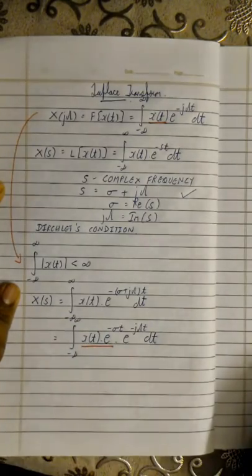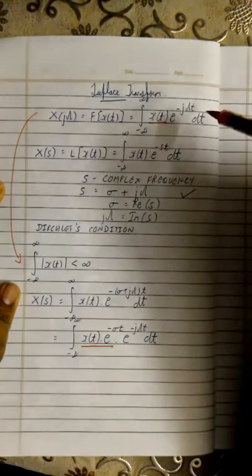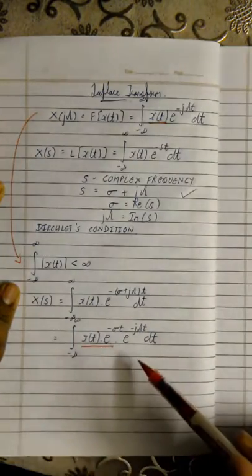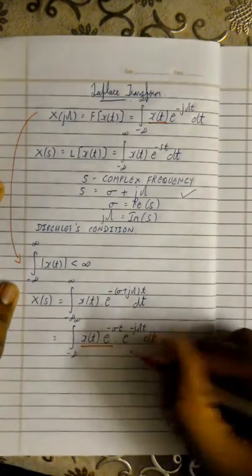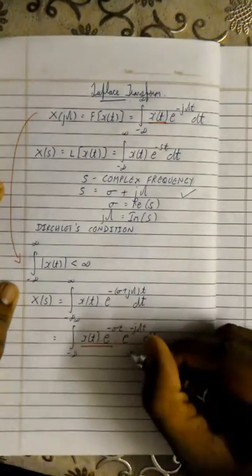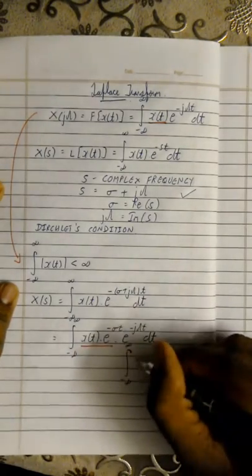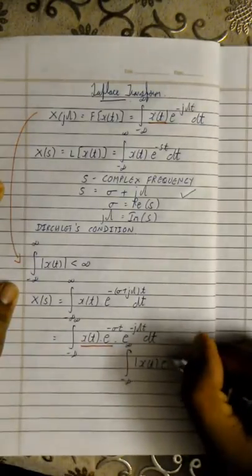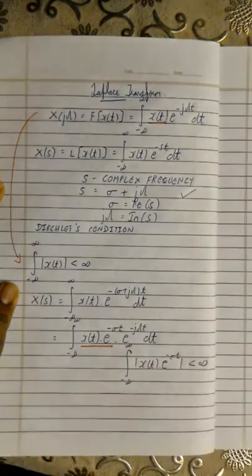So that means just like how I applied the Dirichlet's condition over here in the Fourier transform, if I apply the Dirichlet's condition to the Laplace transform, I can say that the Laplace transform of that particular signal exists if and only if the integral from minus infinity to plus infinity of the magnitude of x of t into e raised to minus sigma t becomes a finite value.